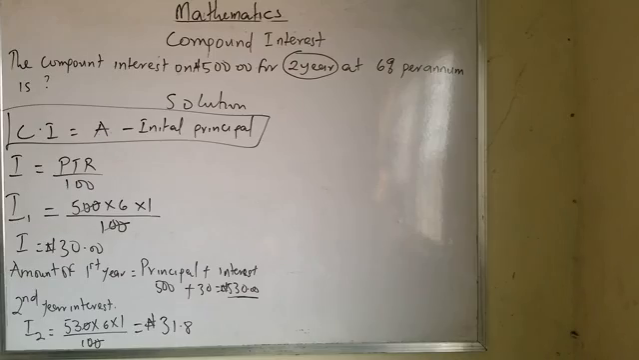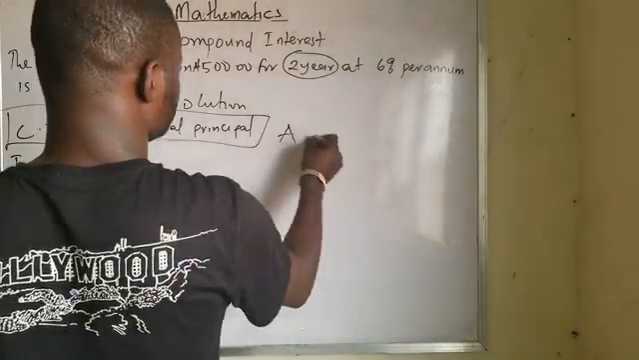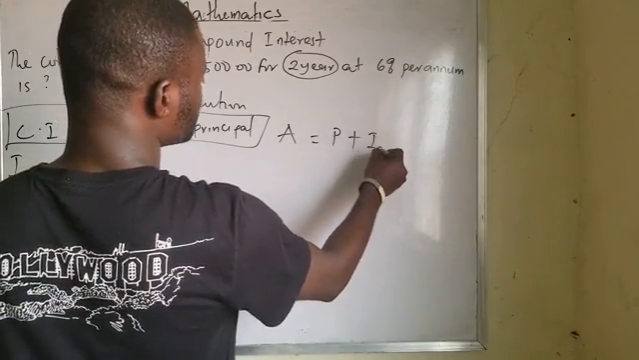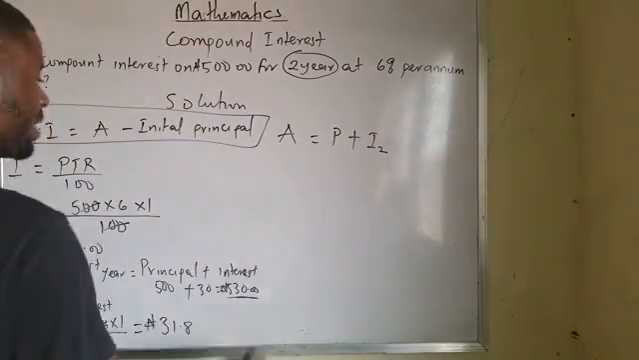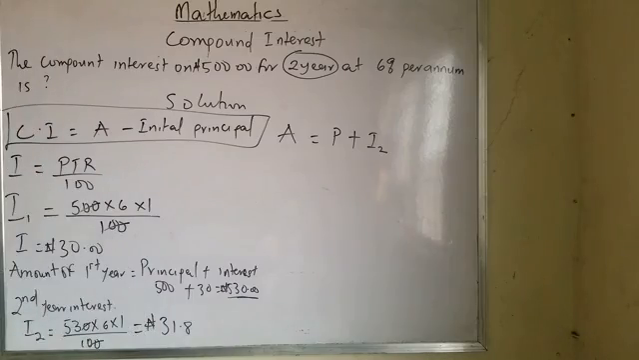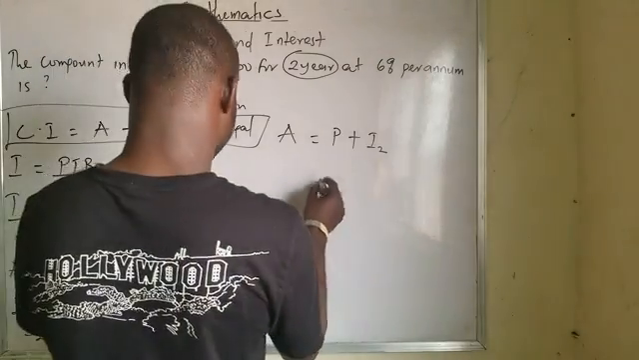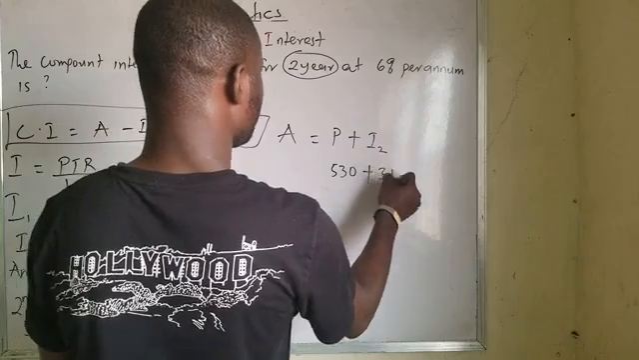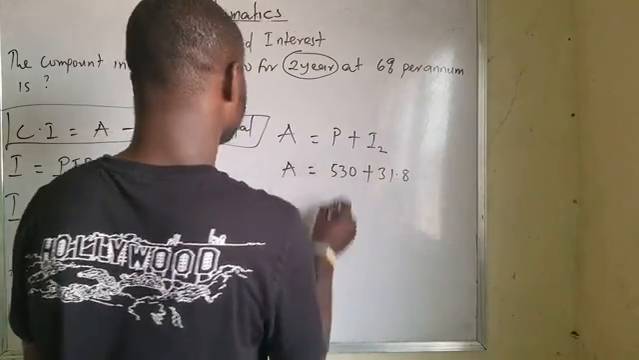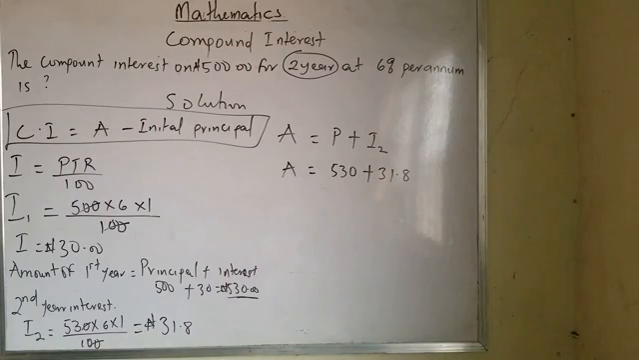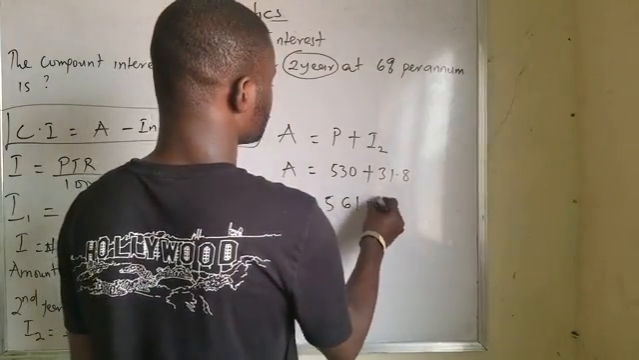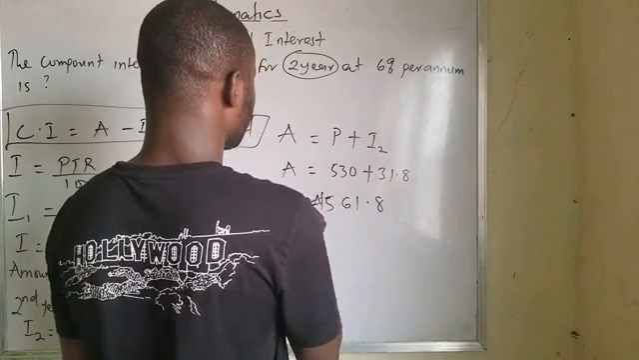What I will need to do, the amount equals principal plus the interest of the second year. Now, the principal will be 530 plus 31.8, which my amount will be equal to 561.8 naira. That is the amount of the second year.